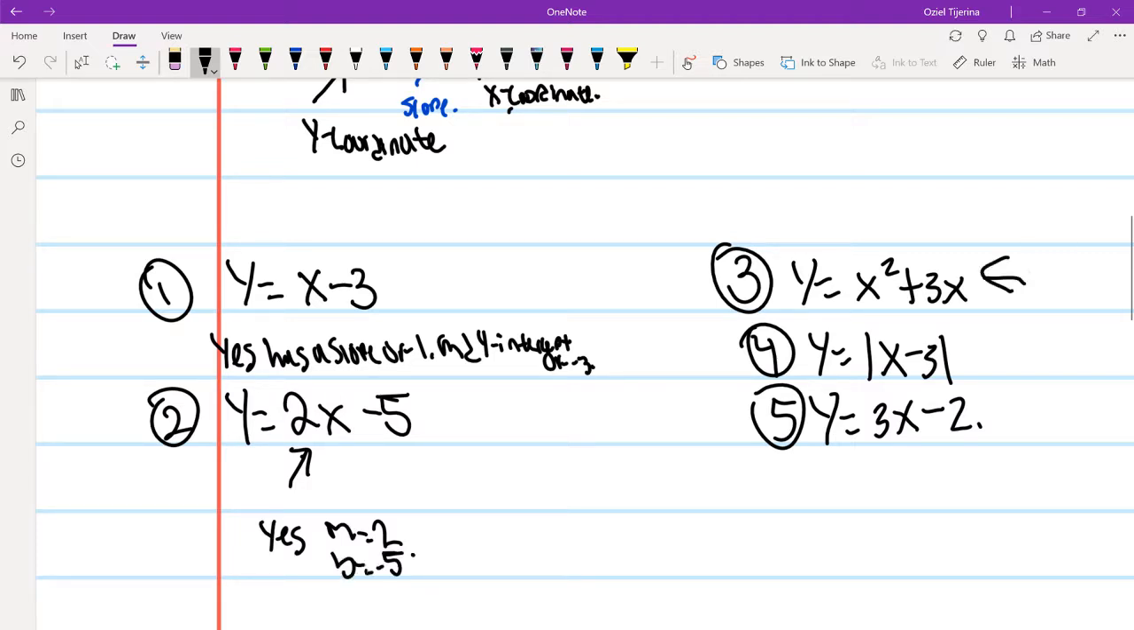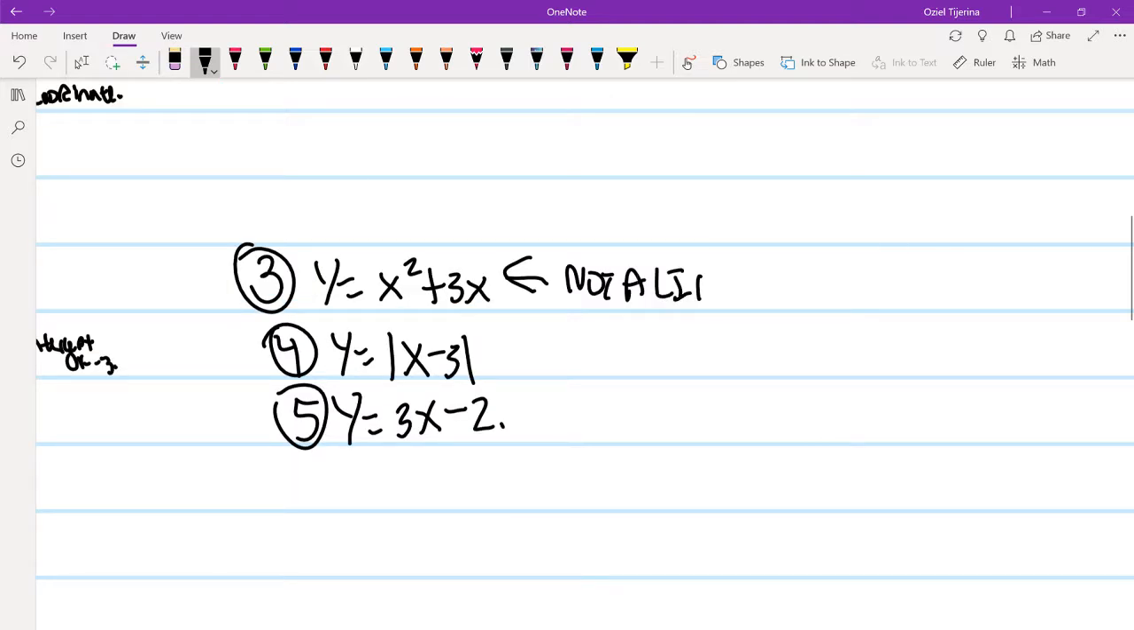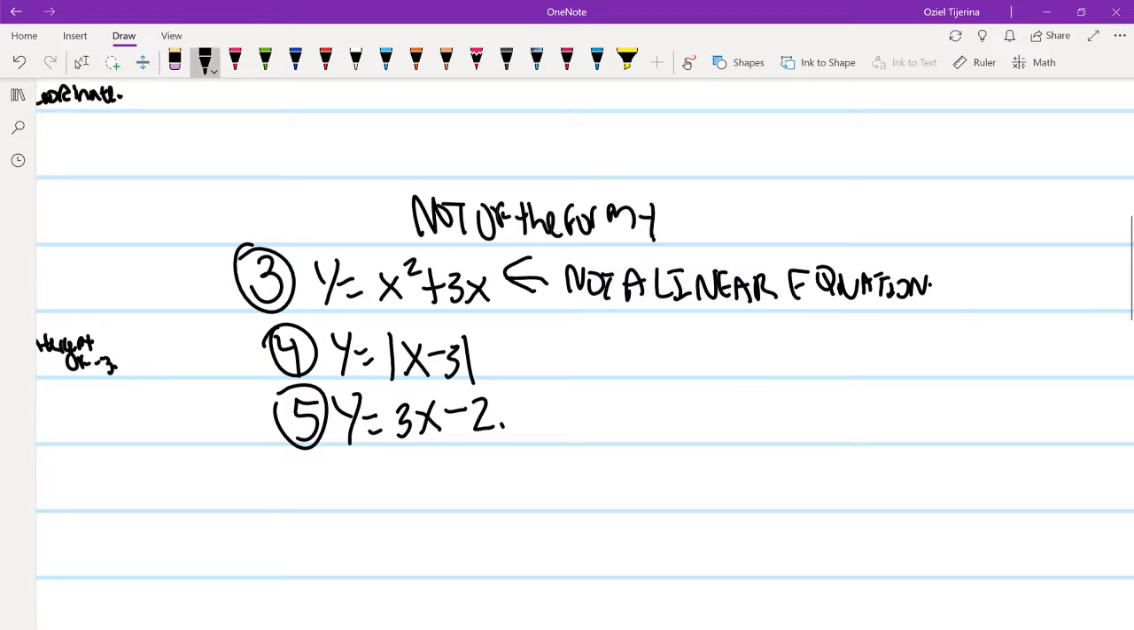This one is not a linear equation because it's most likely a parabola, and if you don't know what that is, you'll learn it later. It's basically not of the form y equals mx plus b. So this is not a linear equation.